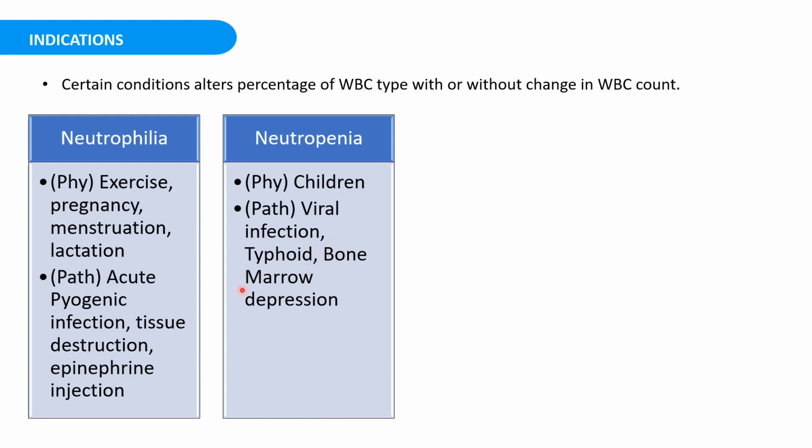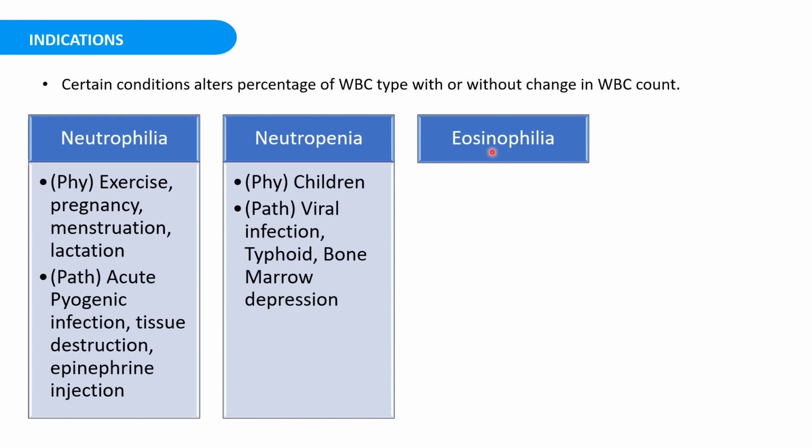If there is a bone marrow depression, then also the neutrophil count naturally will decrease. But the most important are viral infection and typhoid. So neutropenia is found in viral infection and typhoid. Remember these things. Next is eosinophilia. As I said, philia means increase in count. So here the eosinophil count is increased. That is why it is known as eosinophilia.